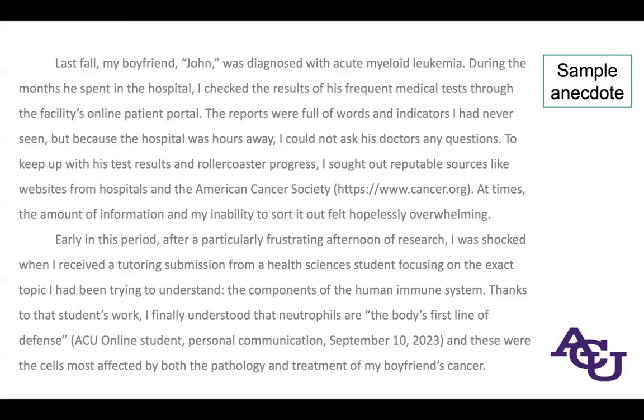So you can also see I answered those who, what, when, where, why, how questions in my story. And now we're going to look at what APA compliant features are present in the text.